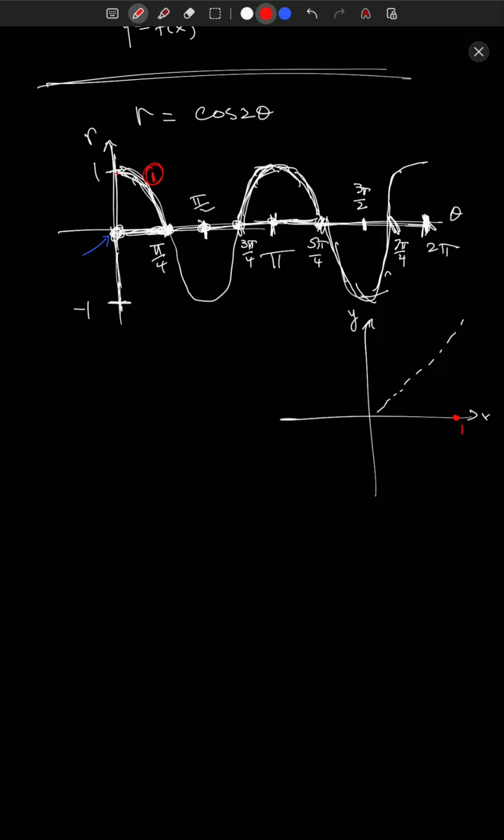Now, as we move along the theta axis in the first picture from 0 to pi over 4, what's happening with our distance to the origin, which is r? It's starting at 1, and it's going all the way down to 0 by the time we get to pi over 4. So as our angle moves from 0 to pi over 4, the distance that our position is to the origin should go towards 0. All right? And ultimately, it looks something like this, right?